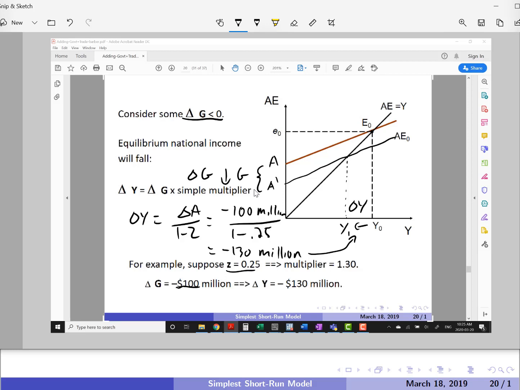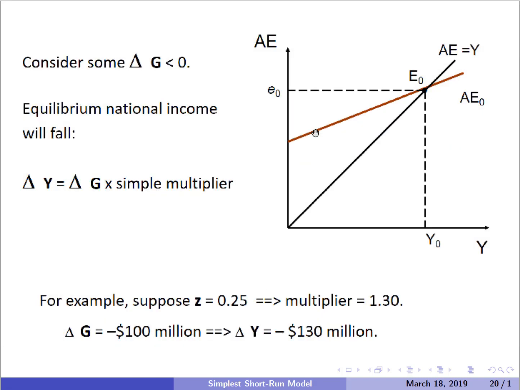So instead of having to resolve this model where we plug in this new government purchases and it's $100 million less, we can just see what changed in the equilibrium without having to resolve the whole thing by just using this simple multiplier and multiplying this simple multiplier by some change in capital A. So that's how changes in government purchases are working in this model, or this first kind of fiscal policy.